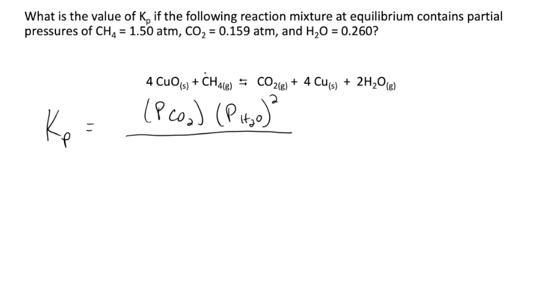Now let's write our reactants. Since CuO is in a solid state, we do not include that. We only have the partial pressure for CH4. And since the coefficient is not seen, it's understood to be 1, so it is raised to the first power.